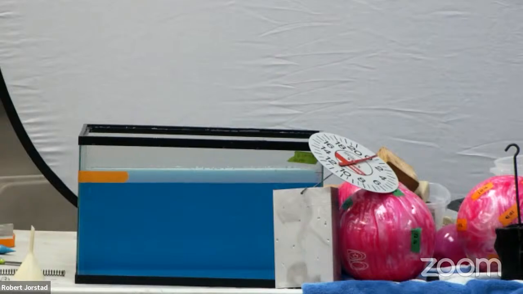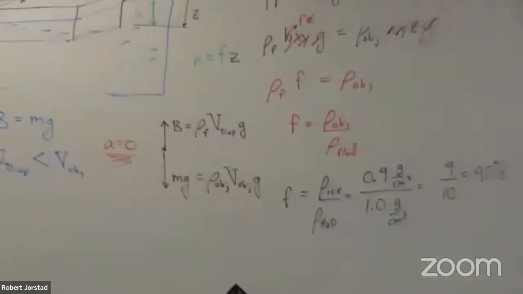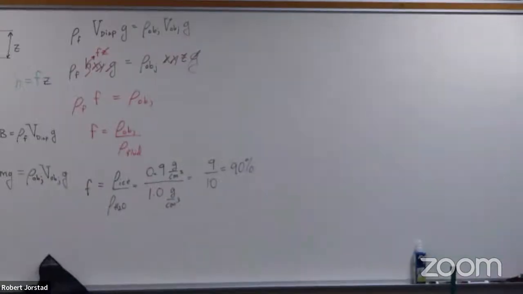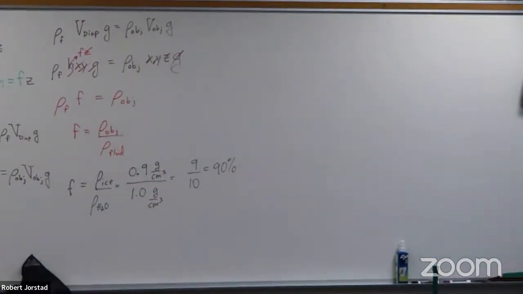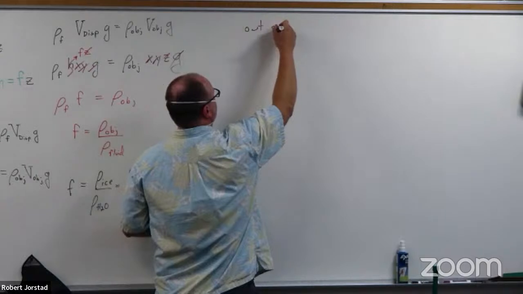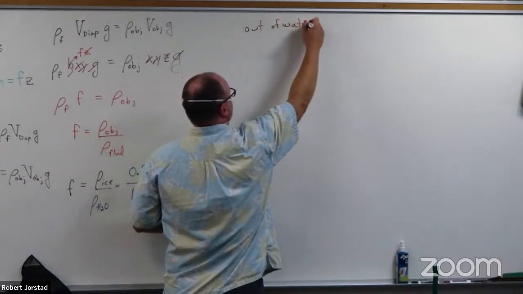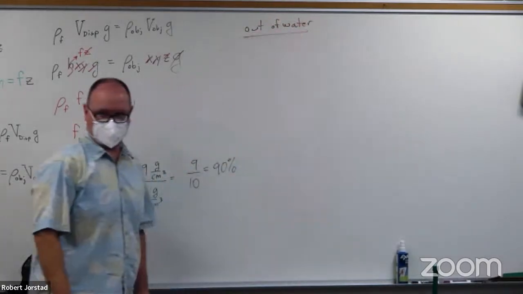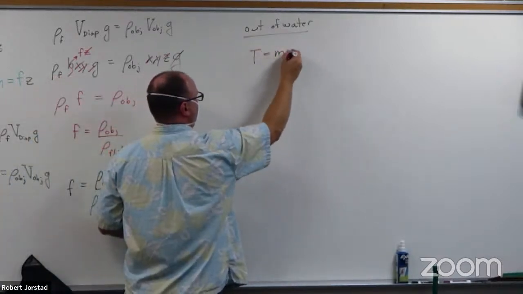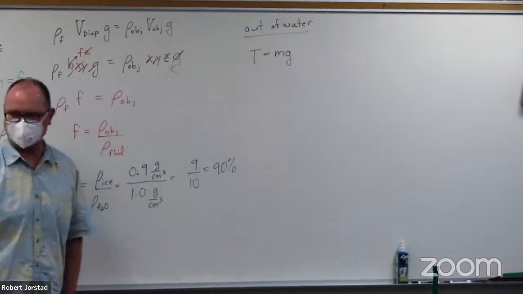Problem 14.19. Let me get some board erased here. I should do it over here. So here's the trick. First, you're going to weigh the object out of the water, and you get a scale reading. T is equal to mg out of the water. Is everybody okay with that? I'll call that T1.